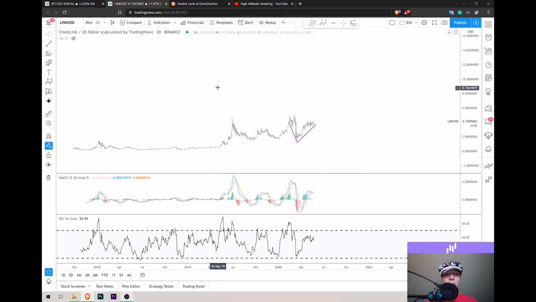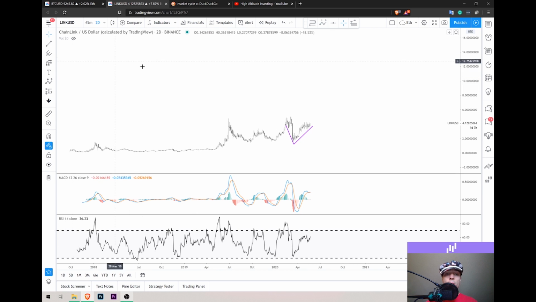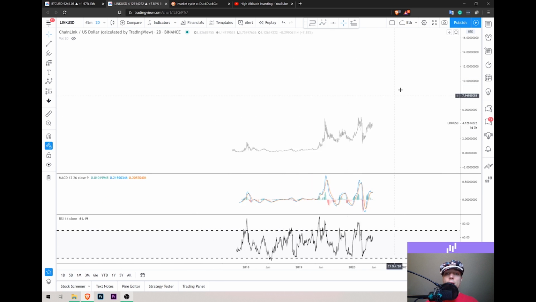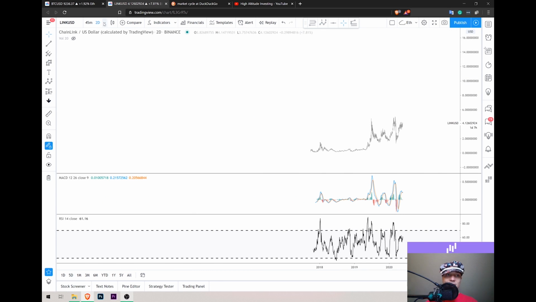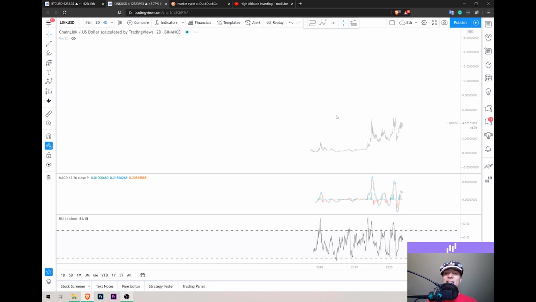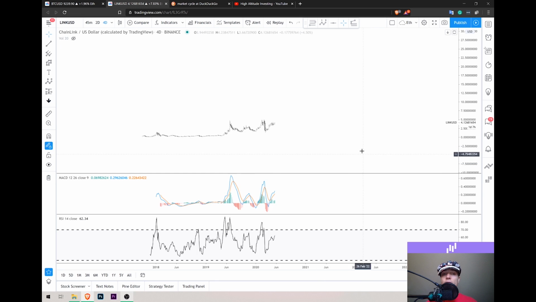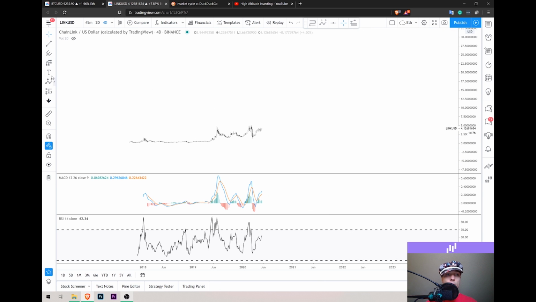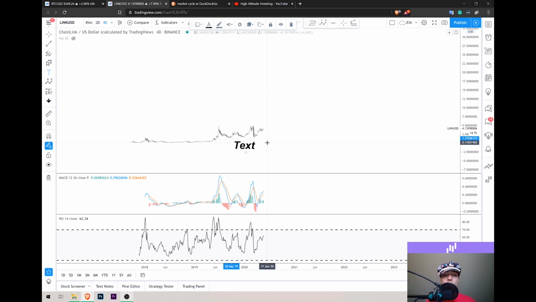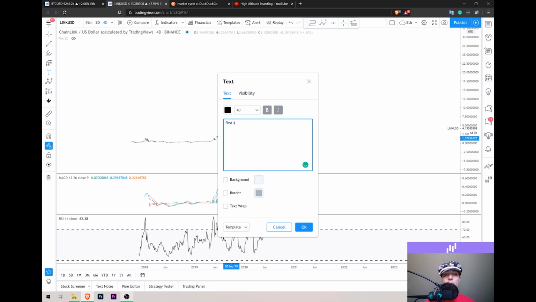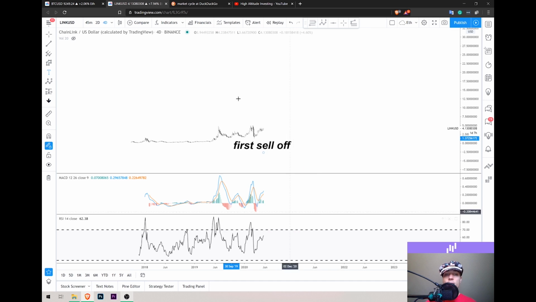So the V bottom has me very excited, but what actually has me the most excited is when I zoom out and I look at Link in the big picture, you guys, I actually see a massive opportunity for success and for profit in this market. And one of the reasons that I'm seeing this is because of something called the first sell-off.